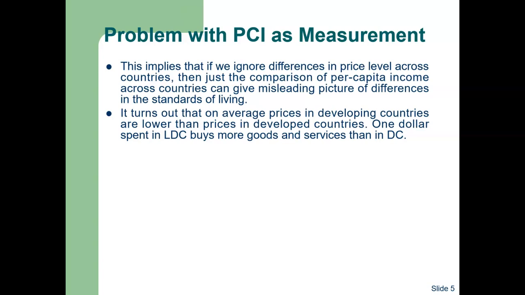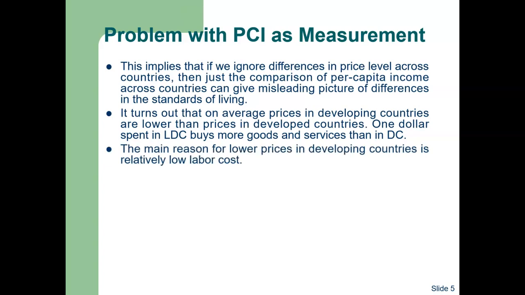So it turns out that on average, prices in developing countries are lower as compared to prices in developed nations. For example, $1 spent in a less developed country buys more goods and services than in developed countries because prices in developing countries are lower than prices in the developed country, and this is because of the relatively low labor cost in the developing countries.